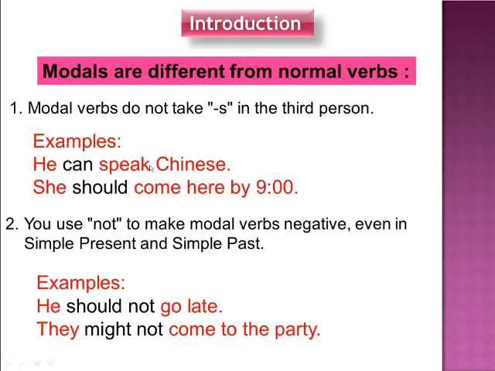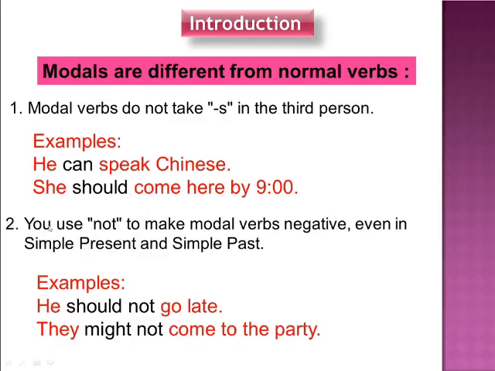We can't say "he can speaks." Only we can say "he can speak Chinese." "She should come." Not "she comes." Really, it is "she comes," but there is a modal verb here: "She should come here by 9 o'clock." So we are not using "comes." While we are using modal verbs, we need not use "s" with the verb. That is the first rule.